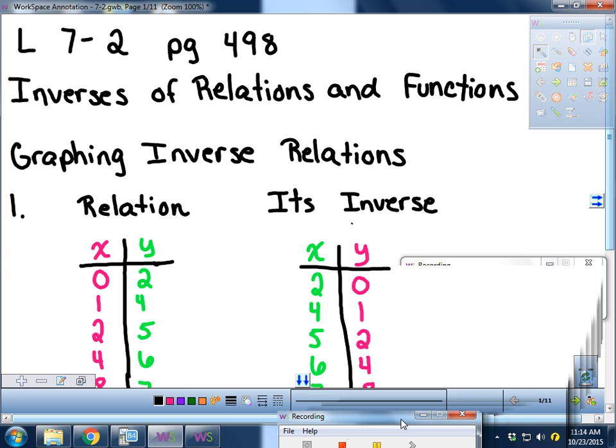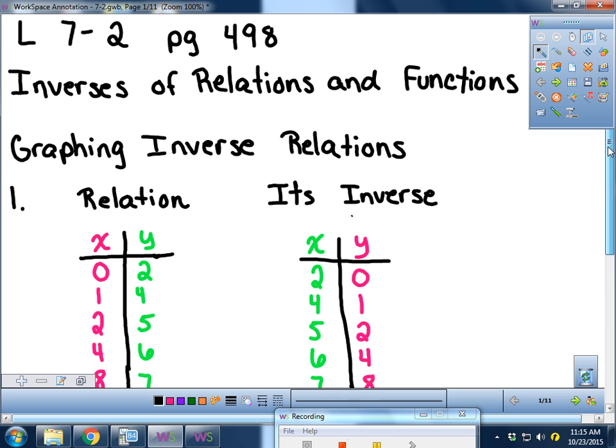When you're graphing inverses, or when you're talking about relations in an inverse, they're pretty much just backwards, is how you can kind of think of them. So, by the way, a relation is something that you don't know if it's a function or not. It's just a relationship between two things.